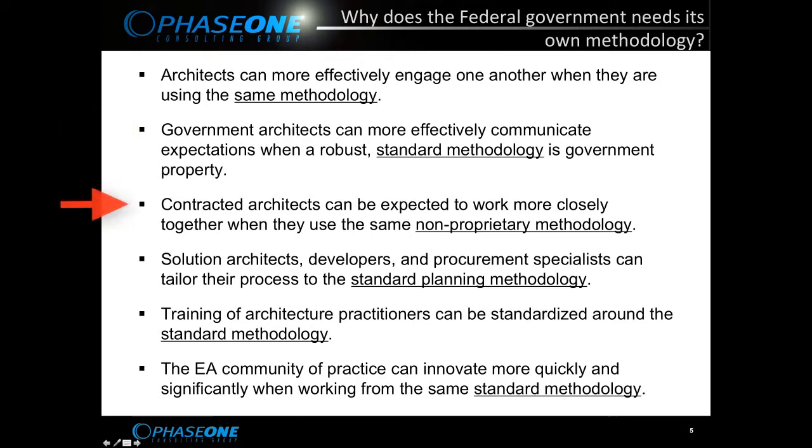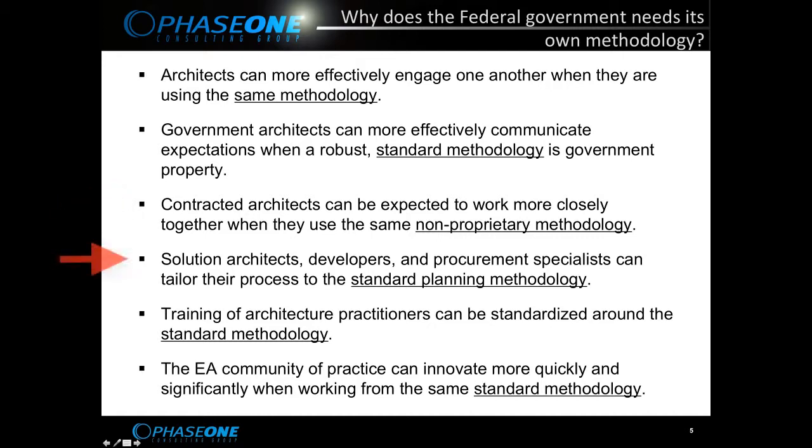The third bullet is that contracted architects can be expected to work more closely together when they use the same non-proprietary methodology. I've seen several instances of bigger firms with proprietary methods that don't play nice with other bigger firms or other smaller firms or anyone. And I just find that to be really offensive. If we have two or three or ten different vendors working in an environment, those vendors need to be working seamlessly to a standard methodology that cuts across each of those companies, with no concept of proprietary methods being put into play. It just slows things down, it costs the government and the taxpayers more money, and it's not necessary.